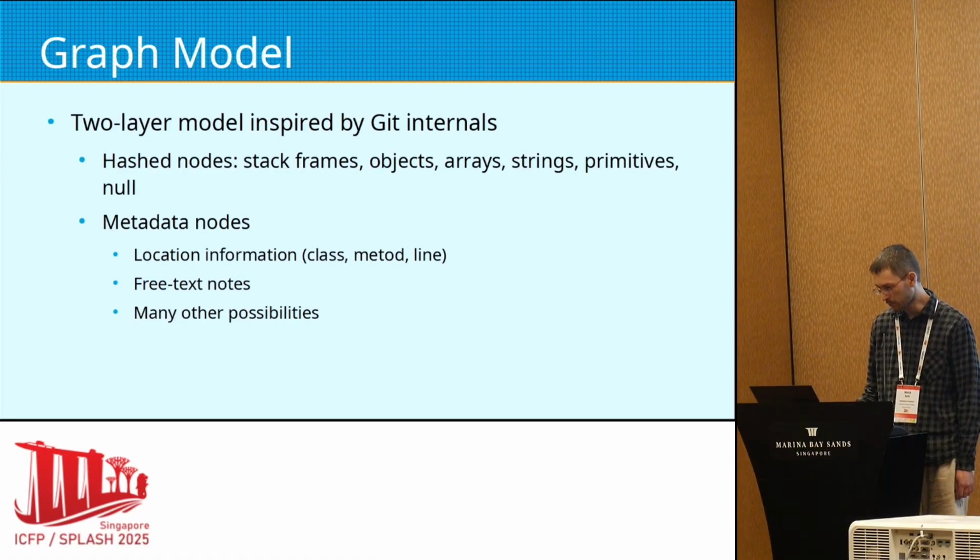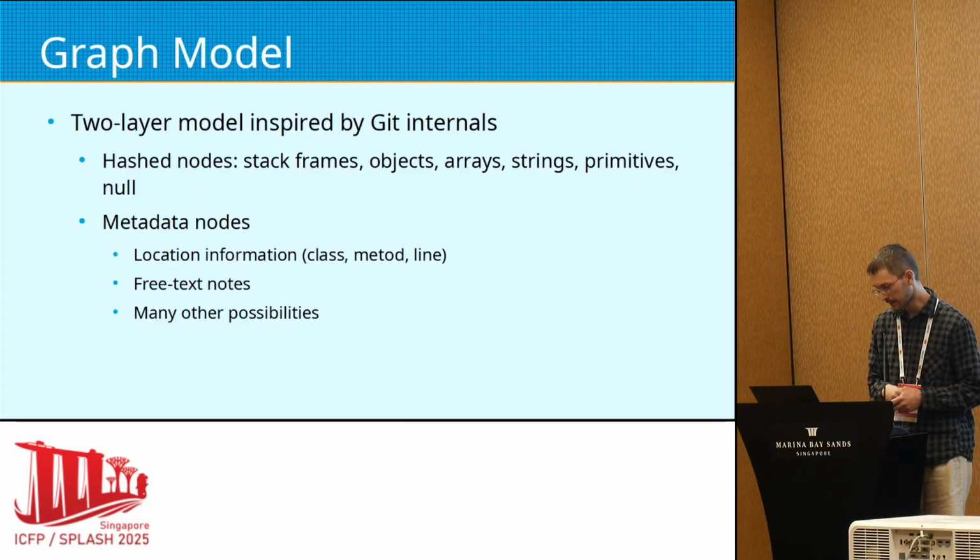Now continue with the graph model of RuntimeSave. We have a two-layer model inspired by Git internals. I don't know if you know how Git works by its internal working, but basically in RuntimeSave we have hash nodes. So this is a layer of nodes with hashes assigned. This includes stack frames, objects, arrays, strings, primitives, and null. These are the nodes which are mirrored from the Java memory. So we just mirror the Java memory graph into our hash nodes.